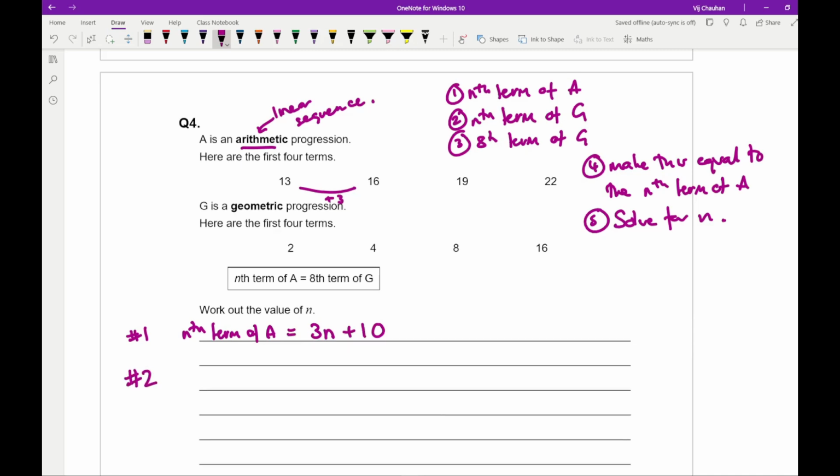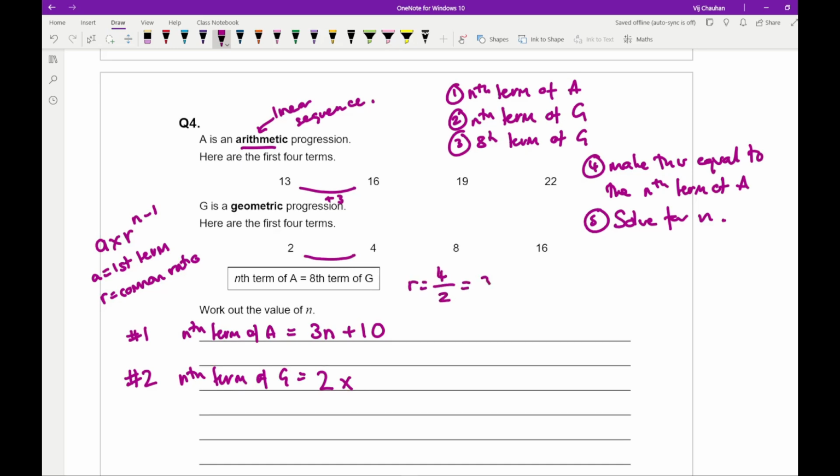Then for the geometric progression, the formula for the nth term of a geometric progression is A times R to the power of n minus 1, where A is the first term, R is the common ratio, and n is the position. So here I can see, if I just write the nth term of G, the first term is 2, so that's going to be 2 times. Now in terms of the common ratio, all I need to do is divide 2 consecutive terms together. So R is going to be 4 divided by 2, which is 2. And again, if I picked 8 and 4, I would still get 2. If I did 16 over 8, I would still get 2. So here my R value is 2, and I've got n minus 1.